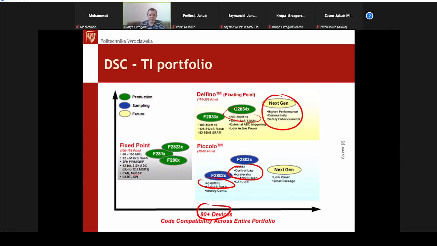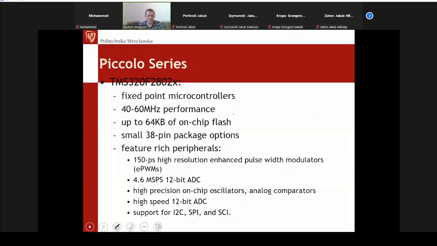So Piccolo, fixed point, and Delfino line here, with also what is interesting here, the peripherals. Non-negligible thing, the peripherals which are tuned especially for signal processing. So they are not tuned for some control applications. Okay, you can use it for control applications, but especially for signal processing.